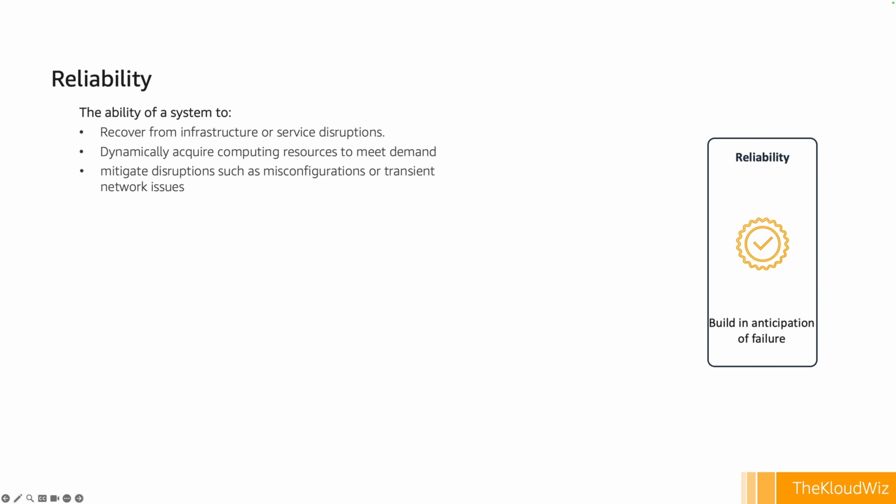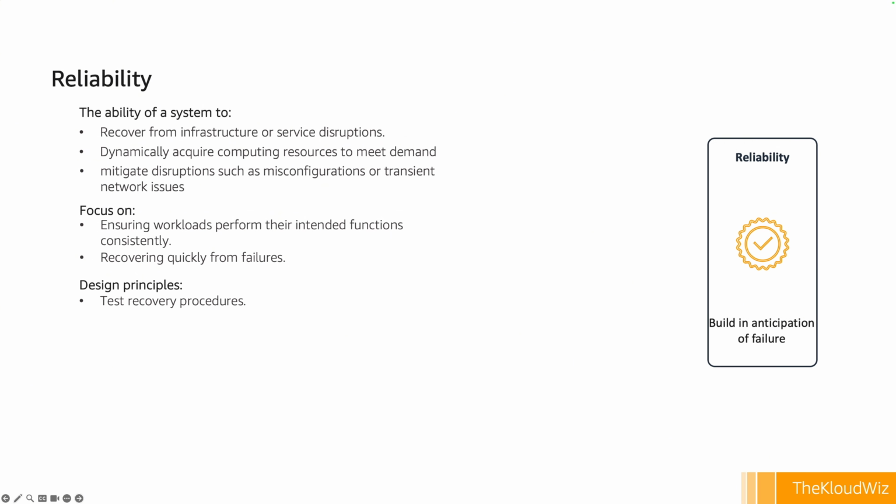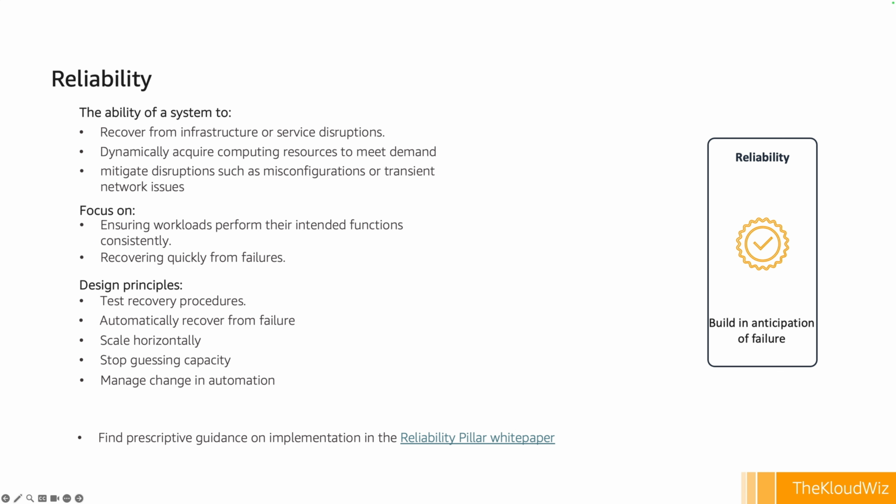So you have to put measures in place to ensure that network issues affecting one part of your workload don't extend to the other. Here, focus is on ensuring that your workloads perform their intended functions consistently and also recover quickly from failures. Design principles we are going to consider are continuously testing recovery procedures, automatically recovering from failure, scaling horizontally, stop guessing capacity, and managing change in automation. So you try as much as possible to remove manual procedures. You can also find more in the reliability white paper.